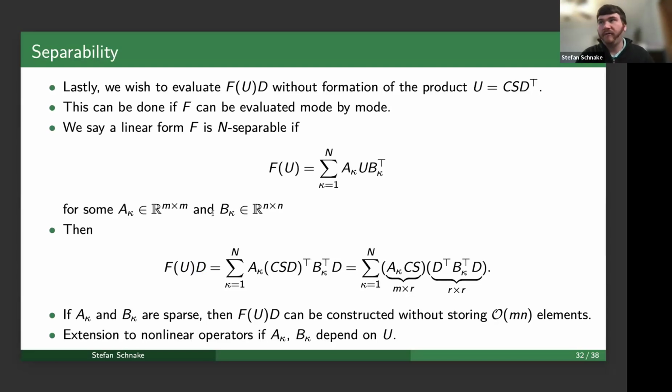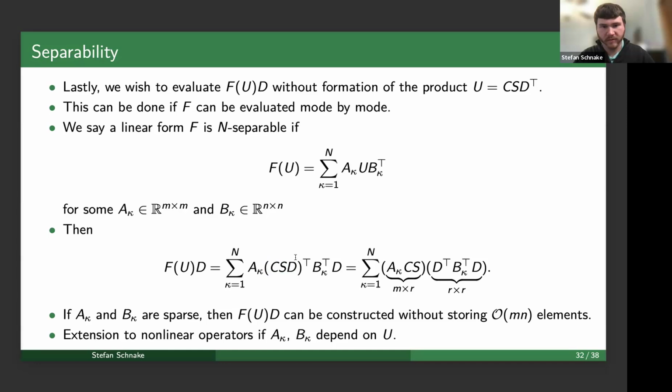And again, we want to evaluate this F without forming the matrix product, USCSD, or a tensor product in the higher dimensional case. This can usually be done, and in a lot of cases people care about, F is evaluated mode by mode in the tensor context. So in this case, we're going to say some linear form is separable if you can rewrite it as a sum of capital N terms of essentially operations on each side of the tensor, each mode of the tensor. Then say I want to evaluate this F of U times D, then I can substitute U in here.